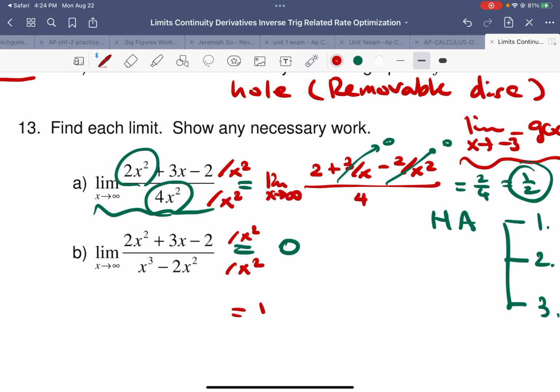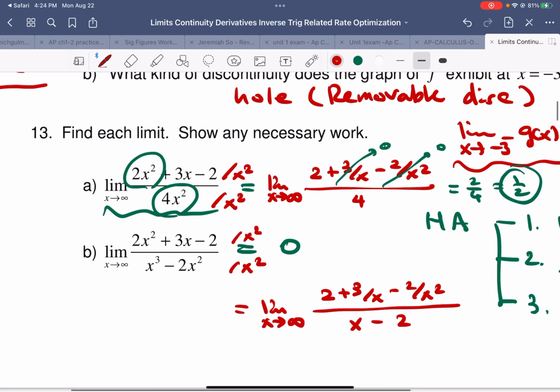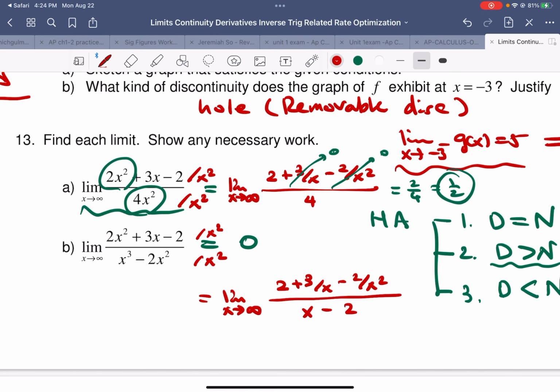Okay, then what happens is the limit as x approaches infinity of (2 plus 3/x minus 2/x squared) all over (x minus 2). Okay, and then x goes to infinity. So this one goes to 0, this one goes to 0. Any constant over infinity is 0. Now this one equals infinity, right? Minus 2 doesn't do anything. So basically 2/infinity, that means it equals 0. Okay, so you can prove it like that algebraically.